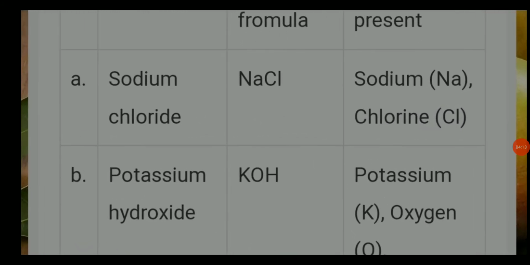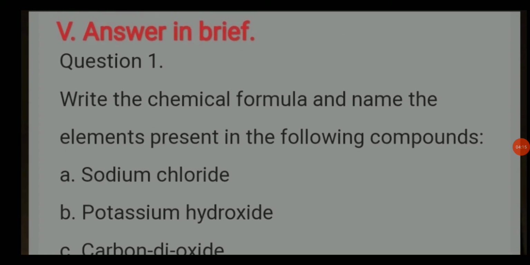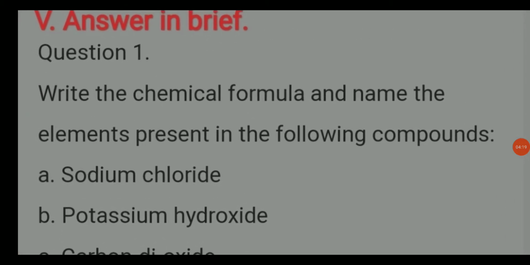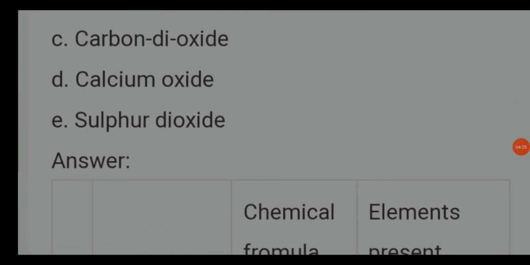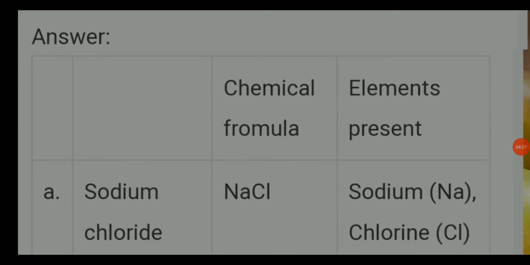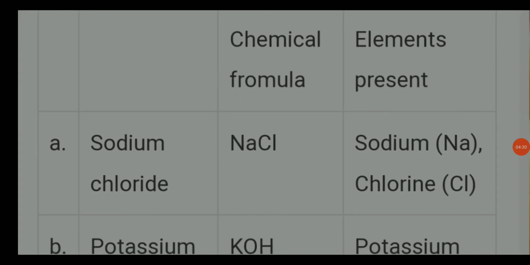First question, answer in brief. Question 1, write the chemical formula and the name of elements present in the following compounds: sodium chloride, potassium hydroxide, carbon dioxide, calcium oxide and sulfur dioxide. So write 3 columns. First one is the name of the compound, next one is the chemical formula and last one is the elements present.